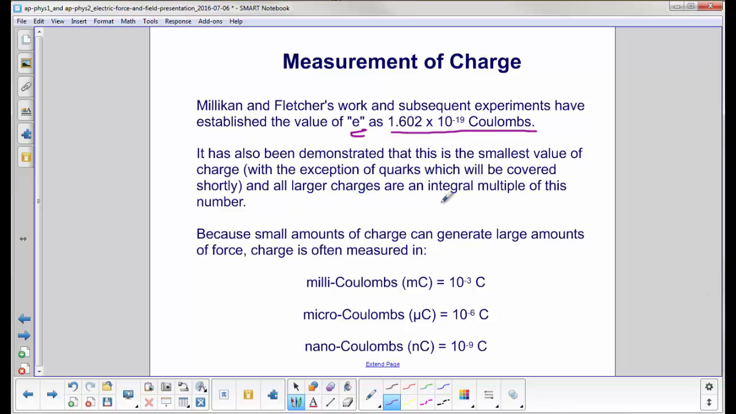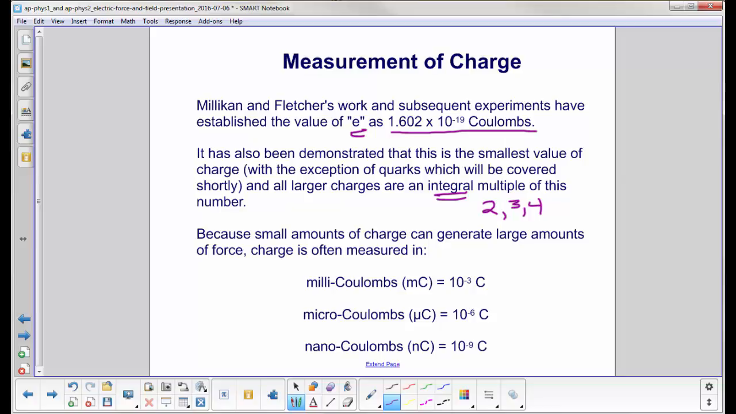All larger charges have to be an integral multiple. An integral multiple means you have to take this number and multiply it by 2, 3, 4, 1 billion, 7 billion, whatever. You cannot multiply this by 2.5 and get a charge that exists.